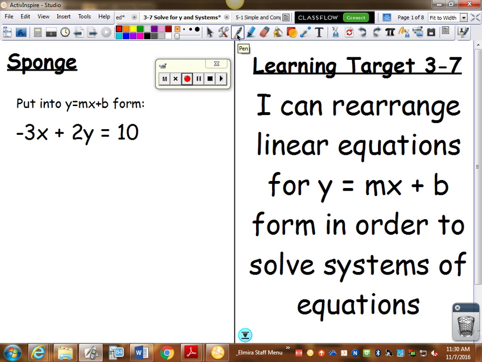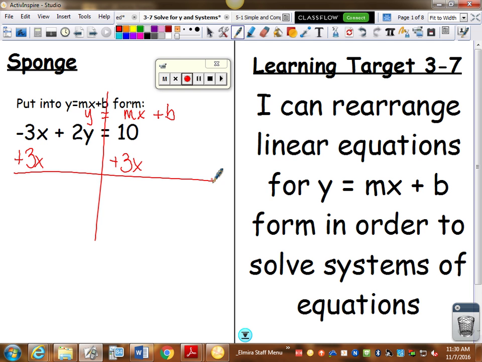Now if I tell you to set your goal as y equals mx plus b, that's what I want my equation to look like at the end, and right now the only thing that's in the right place is the y and the equal sign. The x term has got to go over to the other side. So add 3x, add 3x. That cancels. The 2y comes down.